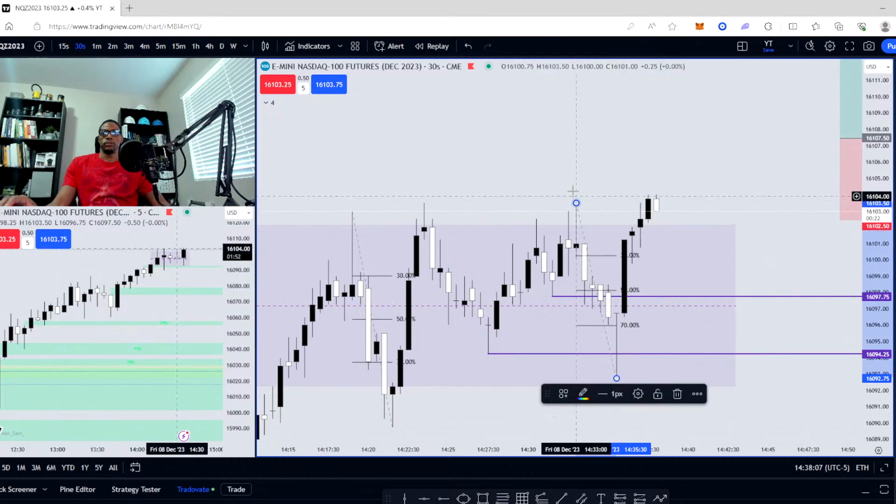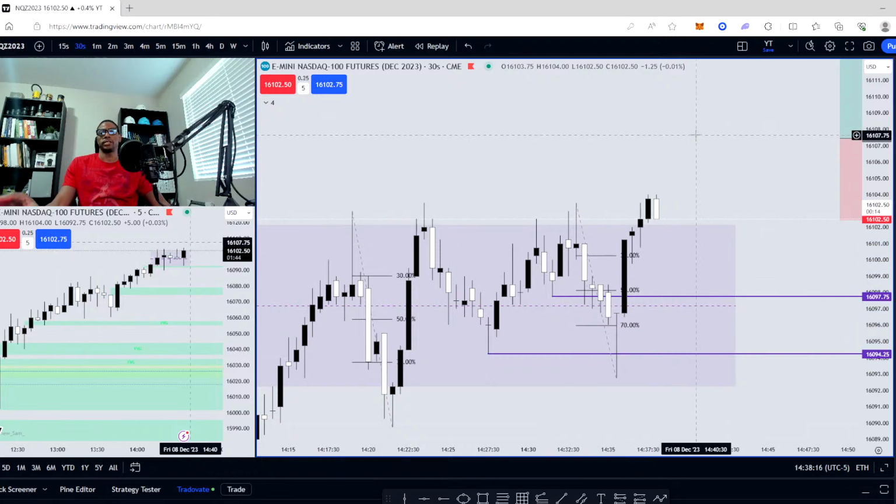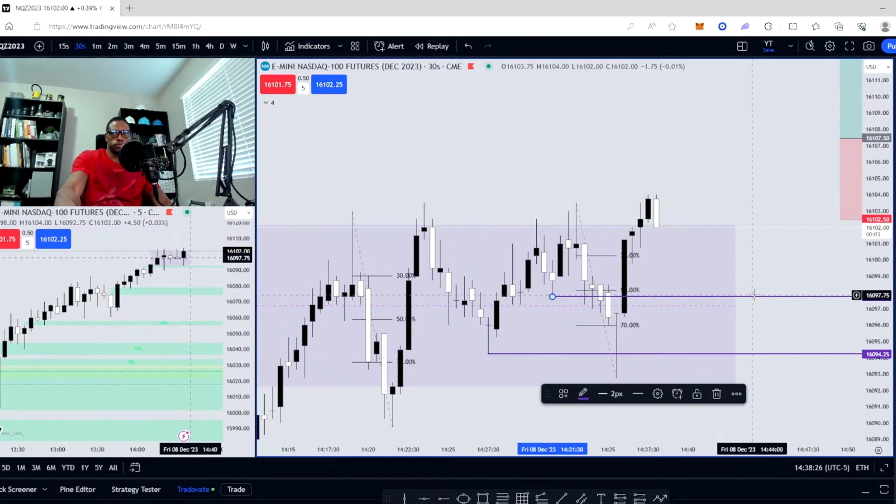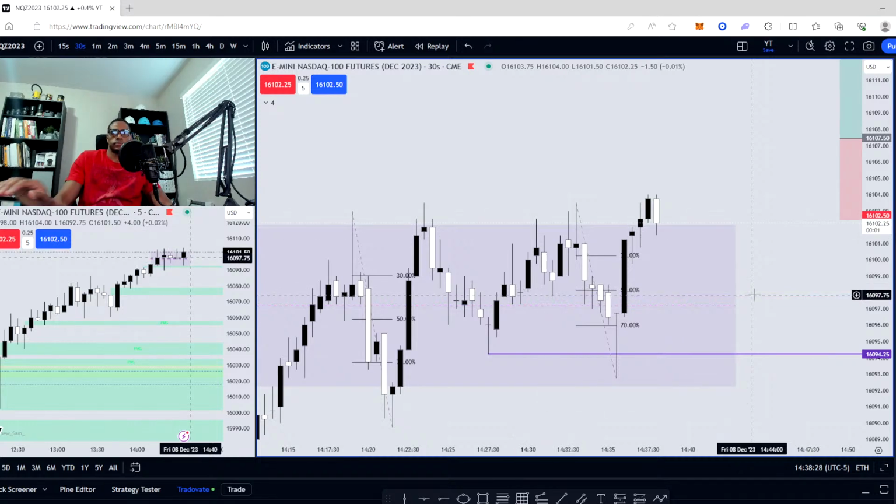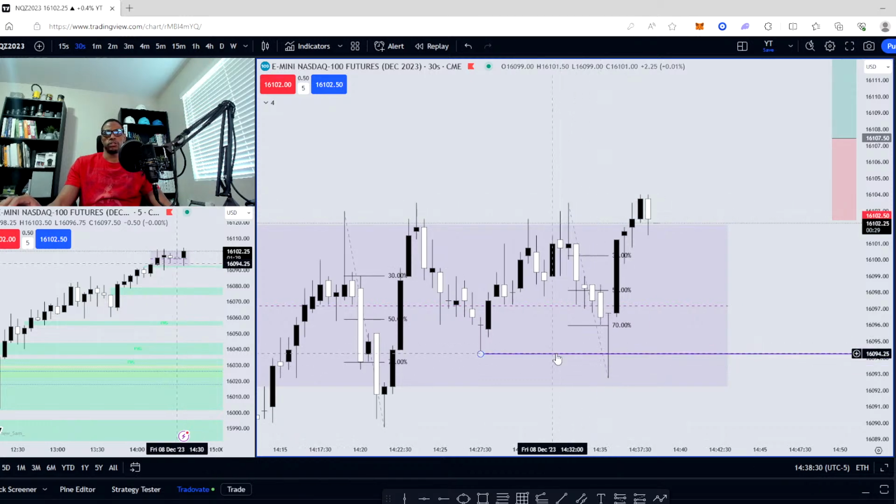Okay. I wouldn't take this trade just because to activate, it needs to trade back into this zone, which we're not looking to do. So I wouldn't take this trade. However, as far as breaking a low, we have this one. And then we had a new high made, which is why I marked it up.